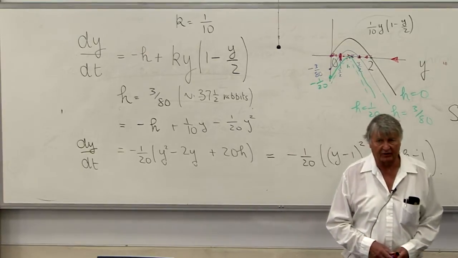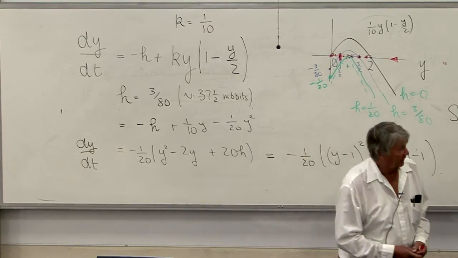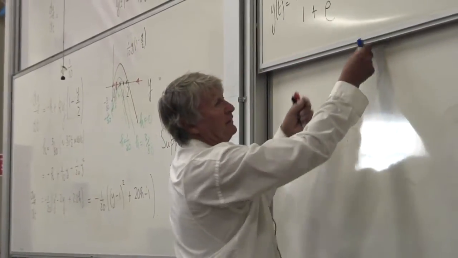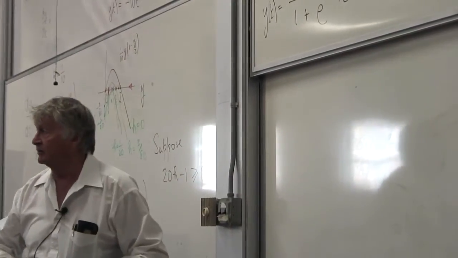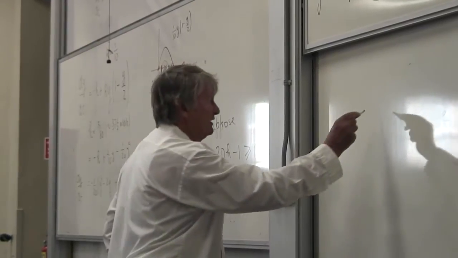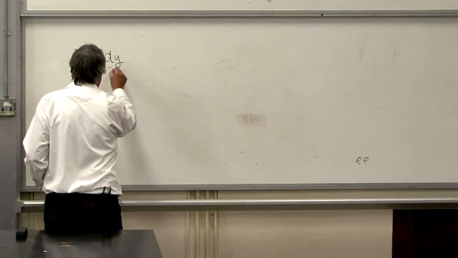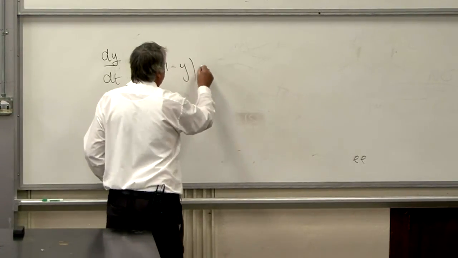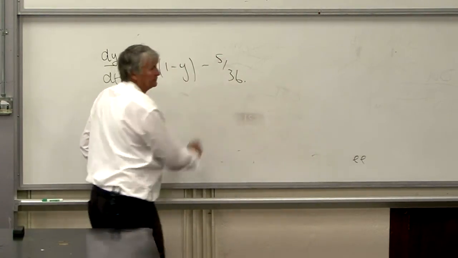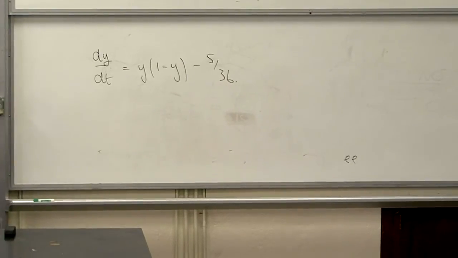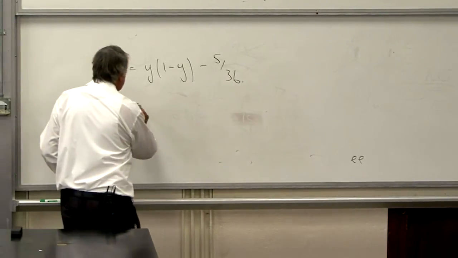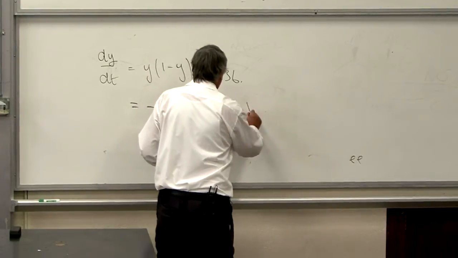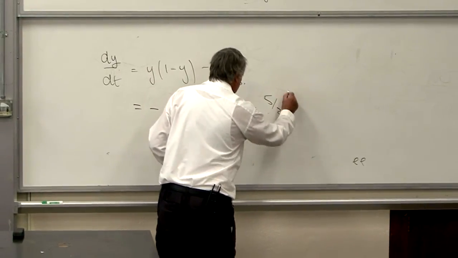So, any further questions? Finally, I'm going to do the example on the quiz. People seem to be having great problems with this. What was it? dy by dt was y times 1 minus y minus 5/36. Was that it? So this is equal to minus y squared plus y minus 5/36.